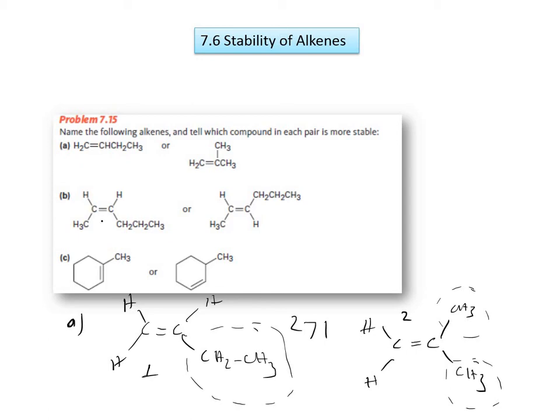The second one, actually they are the same molecule, but they are stereoisomers. In this one, as you see, methyl and ethyl are on the same side, so this is cis. And here methyl and ethyl are on the opposite sides of the double bond, so this isomer is trans. We know that the trans isomer is more stable than the cis isomer. Let's look at the third molecule.